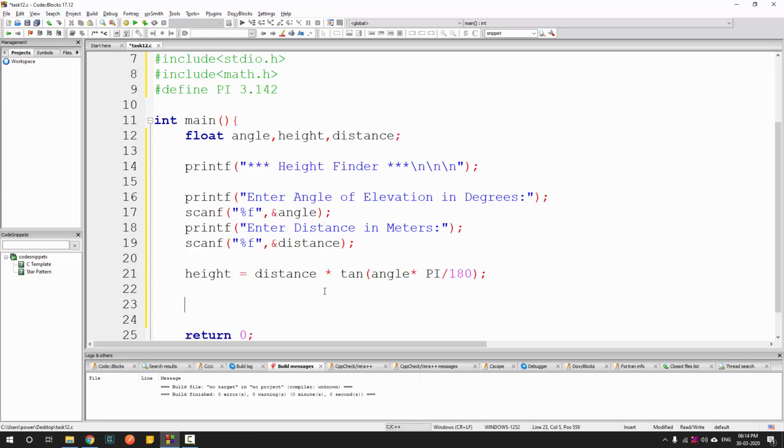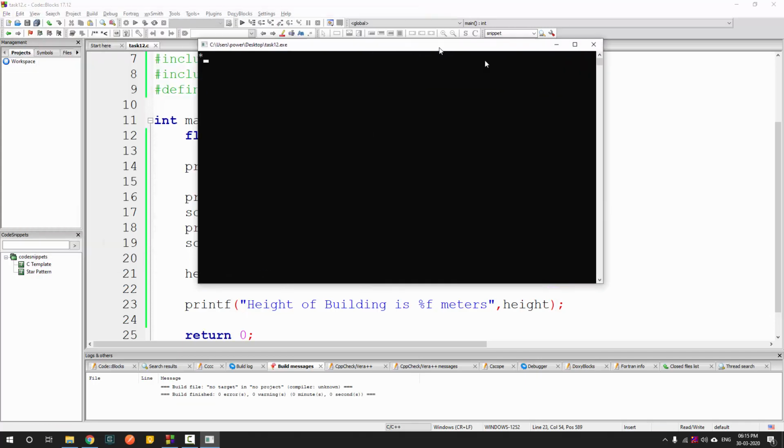To print this height, I would use printf and say height of building is, let's say, percentage f, because height is float, and meters. So the height of the building is this much meters, and I will add what this percentage f is going to be replaced with, that is the height. I think the program is done. Let's run it and find out.